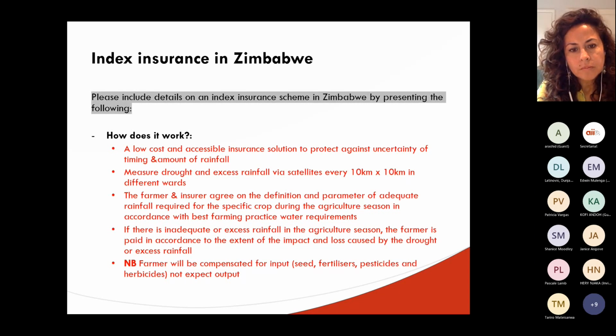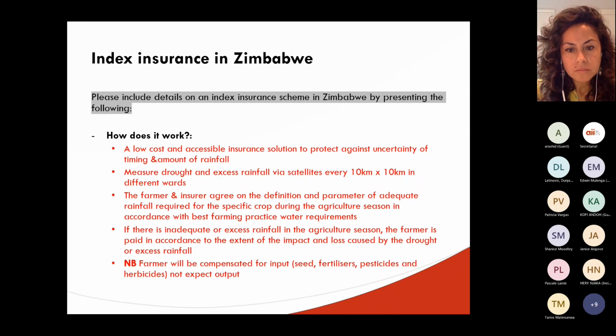The farmers and insurers agree on the definition and parameters of adequate rainfall required for specific crops during the agricultural season, in accordance with best farming practice or requirement. So the conversation is informed by research to say in this region for this crop, this is the amount of rainfall that is required. Then there's an agreement upfront that for whatever trigger, the rainfall should be within this range. If there is inadequate or excess rainfall in the agriculture season, the farmer will be paid according to the extent of the impact and loss caused by the drought or excess rainfall.